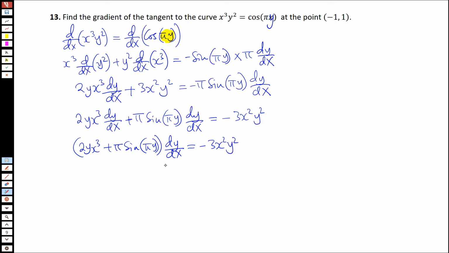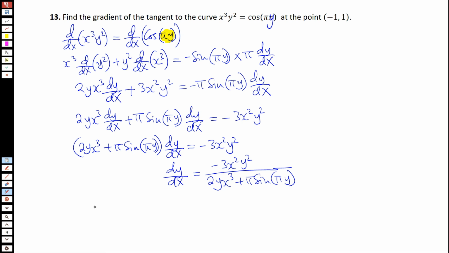So basically dy over dx here will be equal to negative 3x squared y squared over 2y x cubed plus pi sine pi y. All right, so that's basically the gradient of this curve at any point.